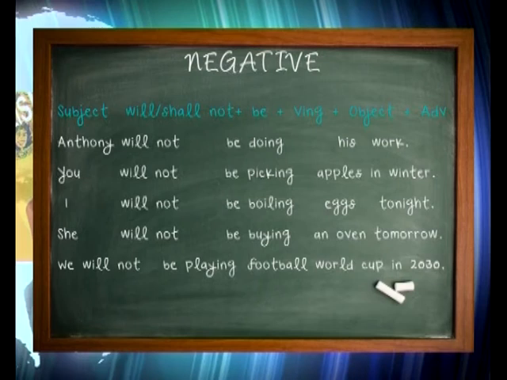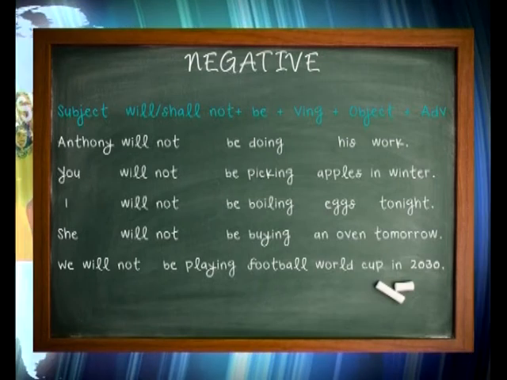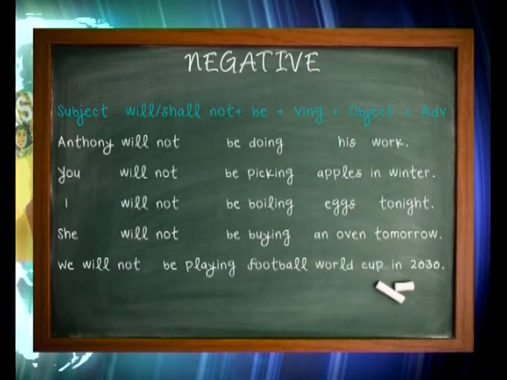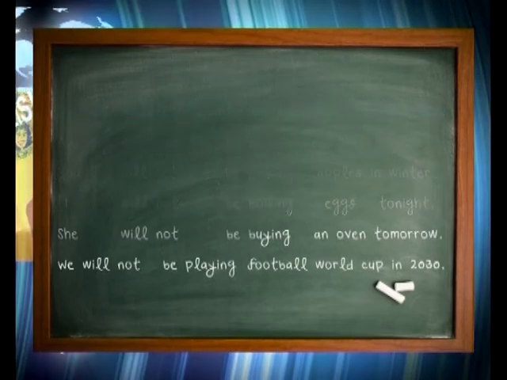She will not be buying an oven tomorrow. Again, we have got an object in this sentence, and an adverb as well. We will not be playing football World Cup in 2030. So I will repeat the formula for you. The formula is subject, then will or shall according to the subject, then not, and then be, and then the verb with the ing form, and then in the end the object if required.